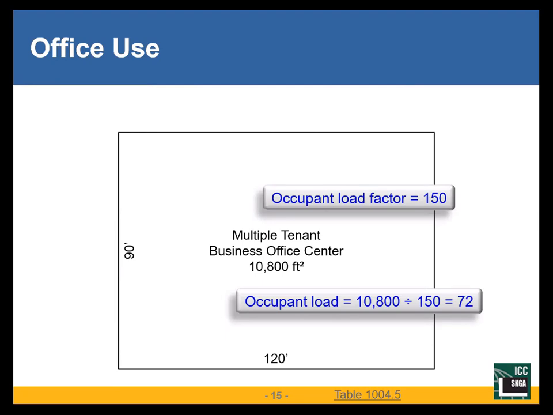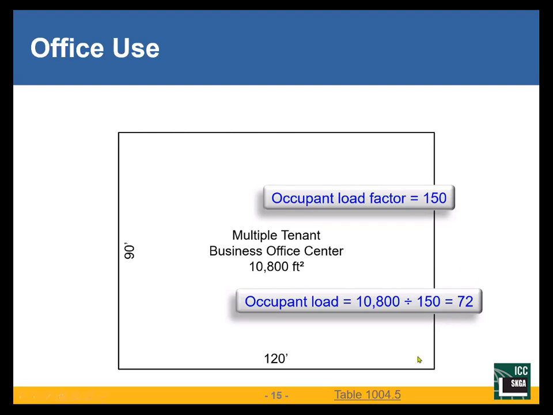Then I use that 72 to determine how many exits. Do I need panic hardware? What about spacing of the exits? How many inches of exit width do I need? Simple as that. Just take the occupancy, look at the occupant load factor, and evaluate it based on that.